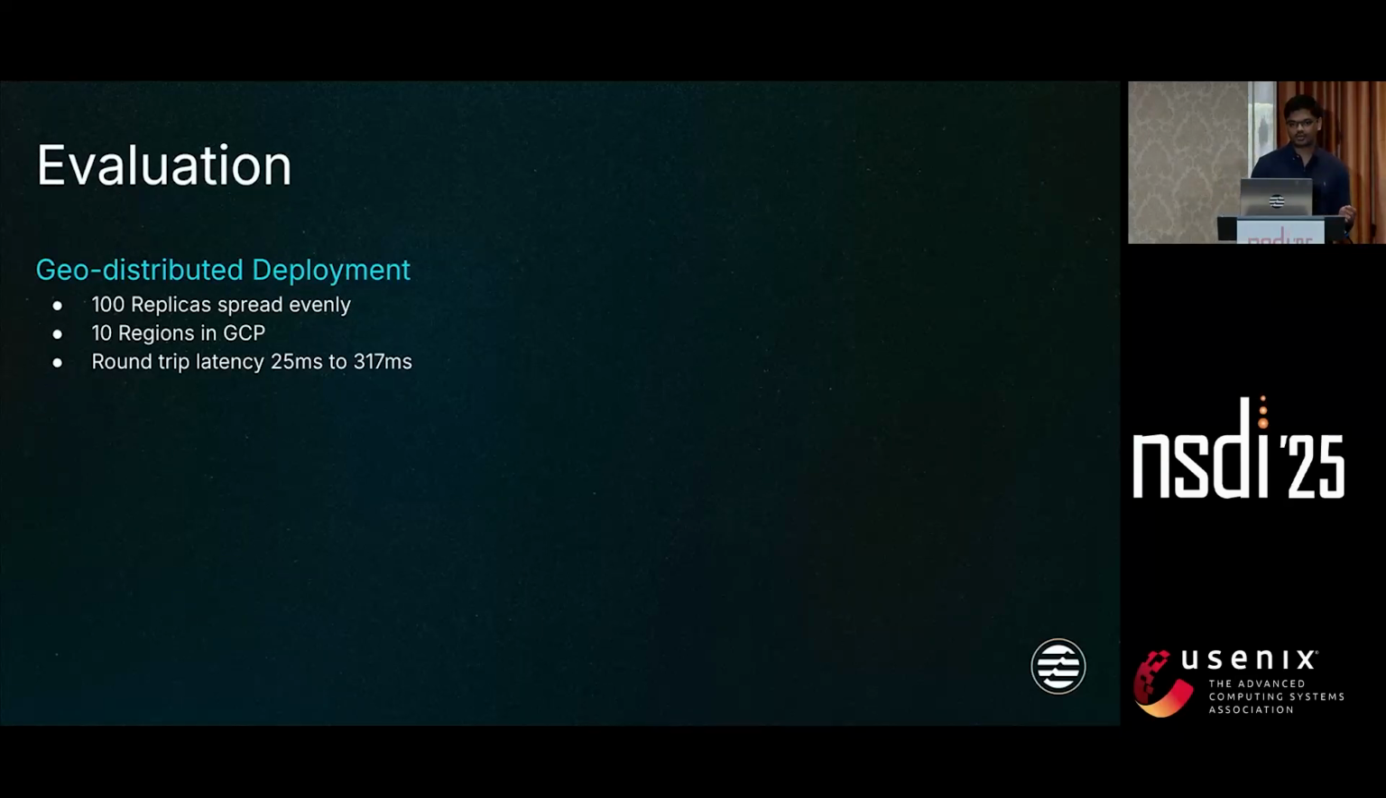And just to give you an idea about what the latency is, the round trip latencies between any pair of regions are between 25 milliseconds to 300 plus milliseconds.